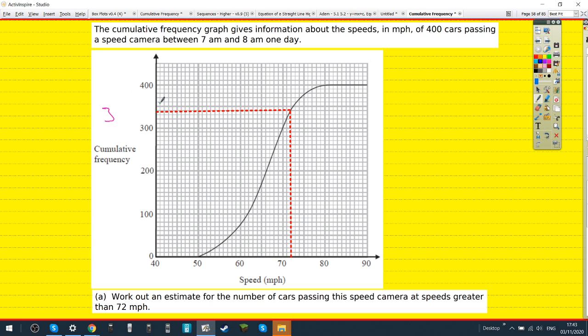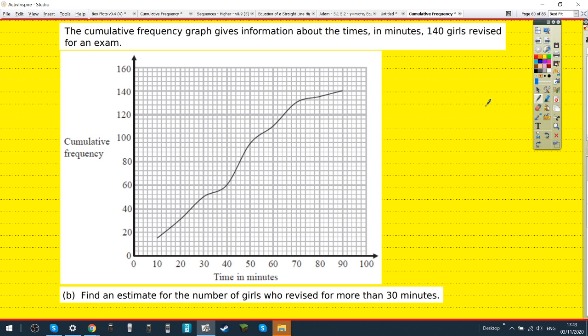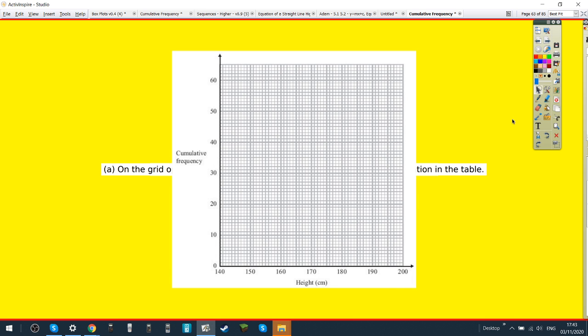What's this number here? Oh, it can't be that. 340. Yep. So 60 cars. 50 to 60 looks right. Great. And 340. Yeah, great. You're good for those ones.